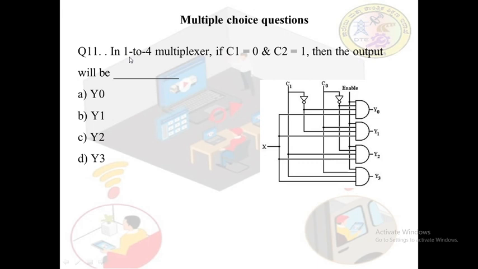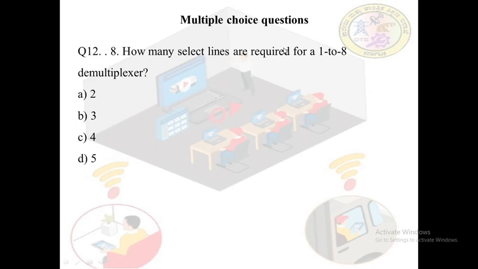In a 1:4 multiplexer, if C1 is 0 and C0 is 1, then the output will be, so here we have the circuit represented, so you can easily analyze. I will give you the answer directly. It is 1. You can take it as an activity and find out how the output y1 is generated from the values C1 equal to 0 and C0 equal to 1. Option B is the right answer.